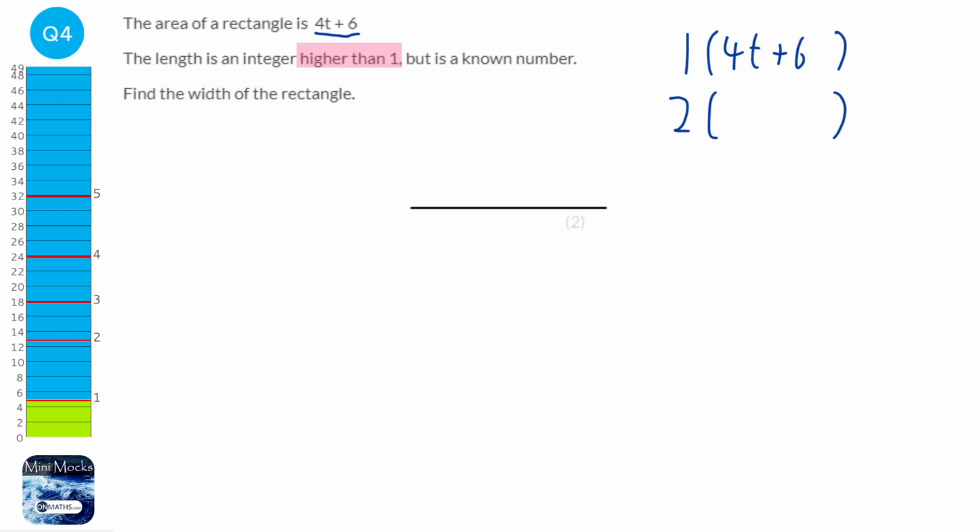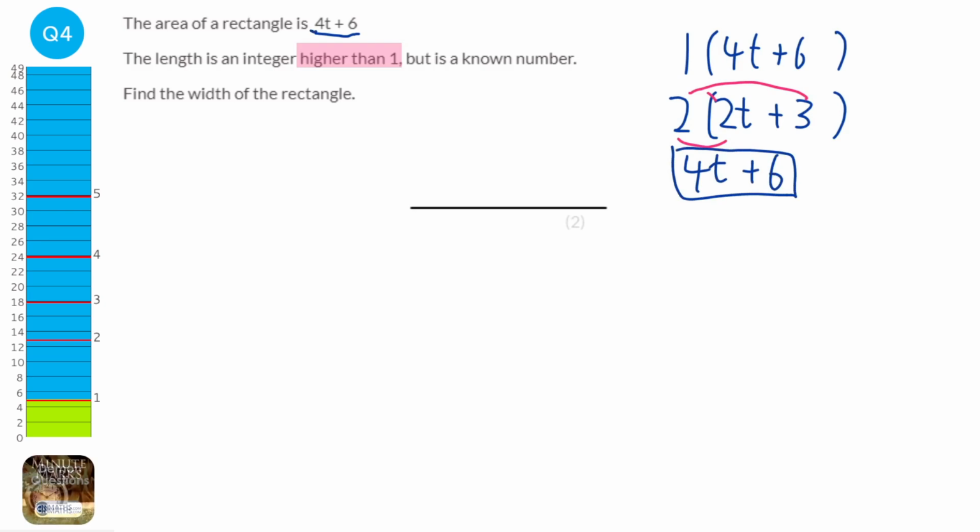2 times 2t is 4t, and 2 times 3 is 6. So what we can do is check that out with smiles and rainbows. Put all my times down there to remind me to times it. So 2 times 2t is 4t, 2 times 3 is 6. So that works because that is the same as this in the question. So we know that 2 times 2t plus 3 works.